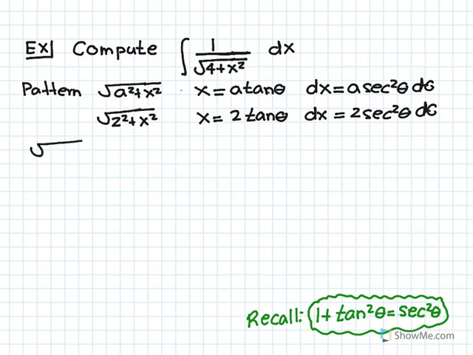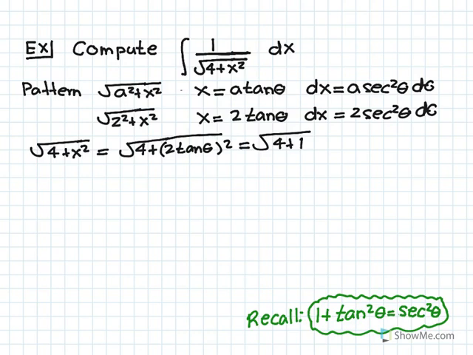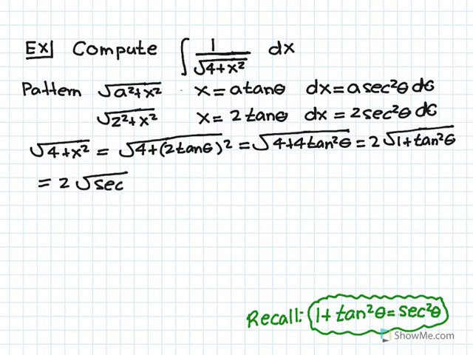In the denominator, we have root of 4 plus x squared. So let's substitute for x, let's put in 2 tan theta. We get 4 plus 2 tan theta all squared, and we get root of 4 plus 4 tan squared theta. Let's factor out the 4 from inside the radical, and we'll get 2 root of 1 plus tan squared theta. We're now going to use a trig identity, 1 plus tan squared theta is secant squared theta. So we get 2 root of secant squared theta.